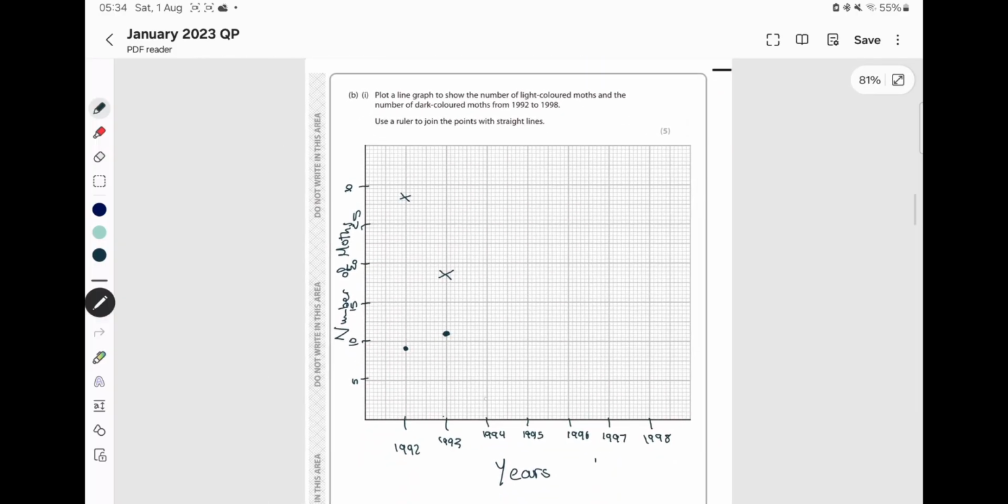So again, 11 here. Sorry, that's 1993. So 11 here. Sorry, and then we're gonna go down to 7. So it's gonna be somewhere in this region.